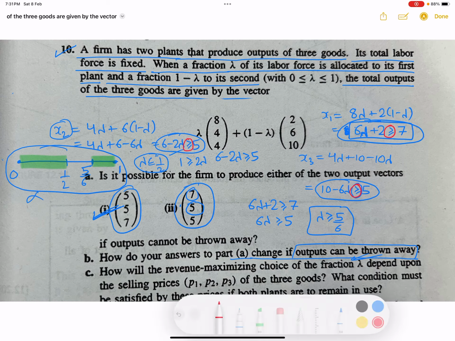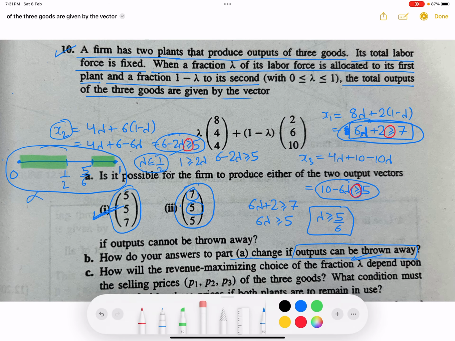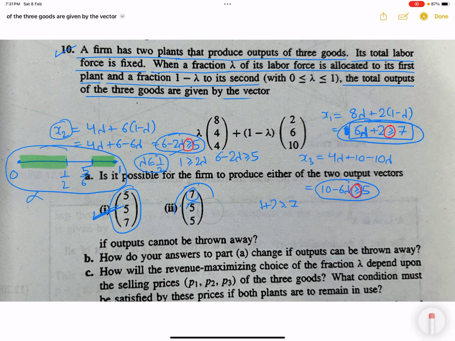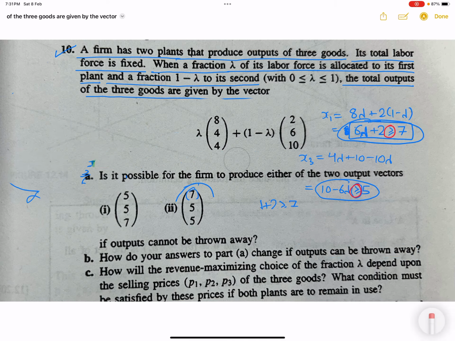Okay, now moving forward to the last part of the question. So you can expect these types of questions coming from this, and this is very logical.